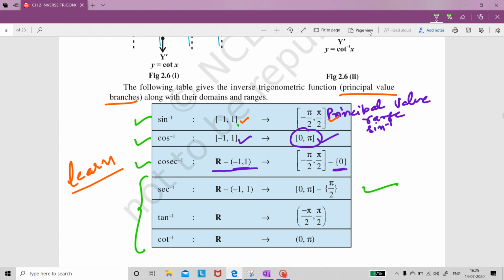Similarly for cos inverse function, minus 1 to 1 closed interval, we have already discussed about it. This is the domain, and 0 to pi closed interval, this is the range. And for cosec inverse, right now I have discussed R minus the open interval minus 1 to 1 is the domain, minus pi by 2 to pi by 2, and from that delete the point 0. This is the range.